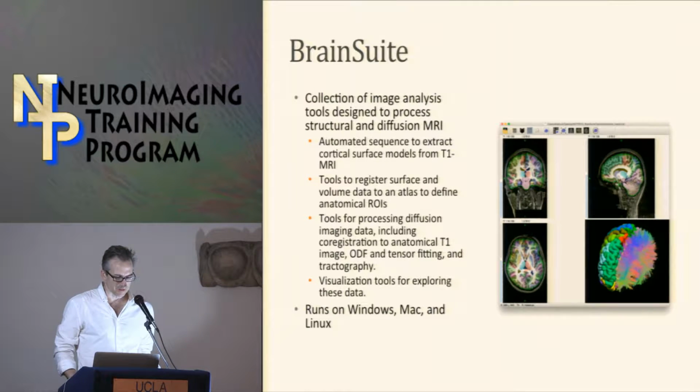The first is a method for automatically extracting the cortical surface from a T1 MRI. The second part is to perform a combined surface and volume registration. Then we also have the tools for doing the diffusion data processing, and a lot of tools for exploring and visualizing the data, as well as editing and performing delineations. And the software does run on Windows, Mac, and Linux.